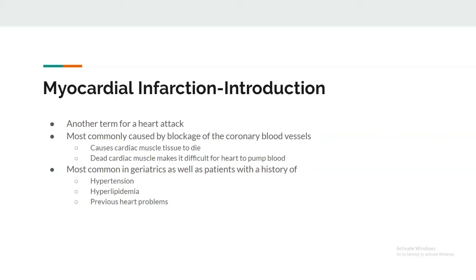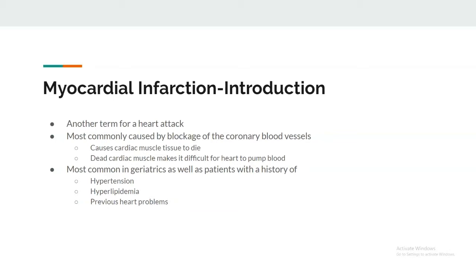Myocardial infarction is another term for a heart attack, which is kind of what we tend to call it. It's most commonly caused by a blockage of the coronary blood vessels. Now, what are the coronary blood vessels? The coronary blood vessels carry blood to the heart muscle itself, because without blood supply, we know that muscle tissue dies. Well, the cardiac muscle is no different.